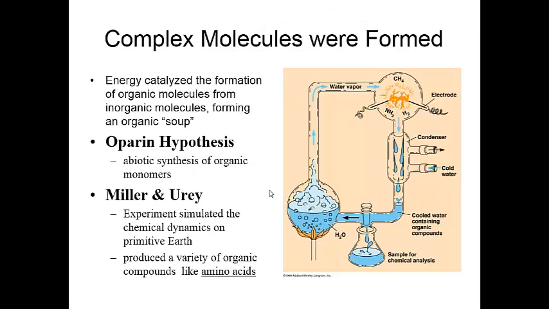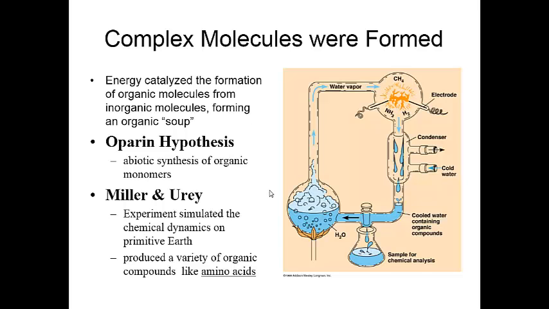The operant hypothesis describes the abiotic synthesis of organic monomers. In order for prokaryotic organisms to evolve, we first have to begin by taking all the molecules that were present on Earth and forming the basic organic monomers, monomers like amino acids, nucleotides, fatty acids.